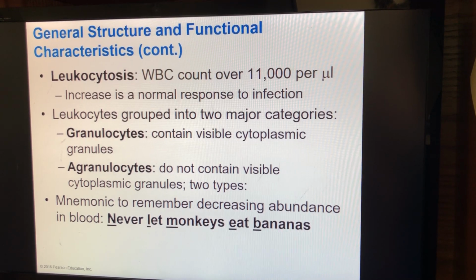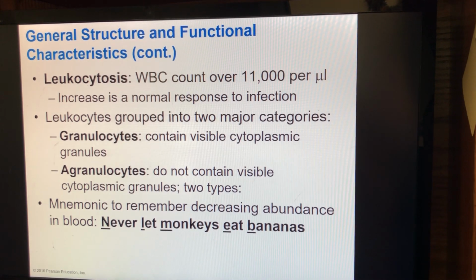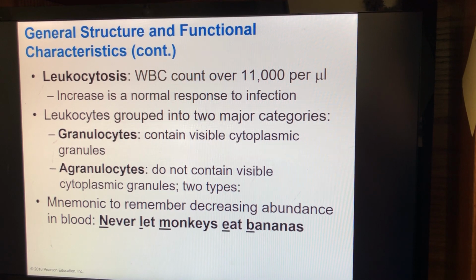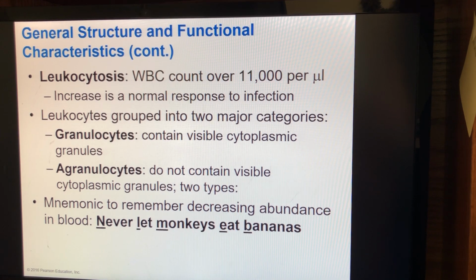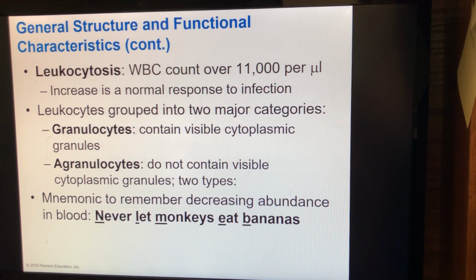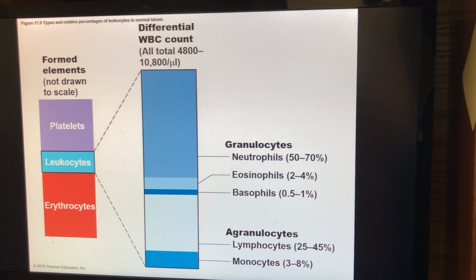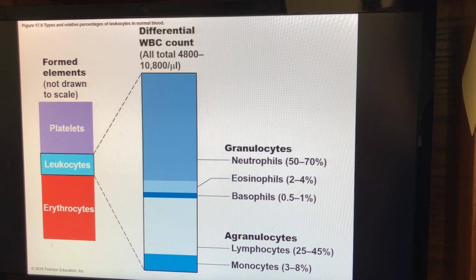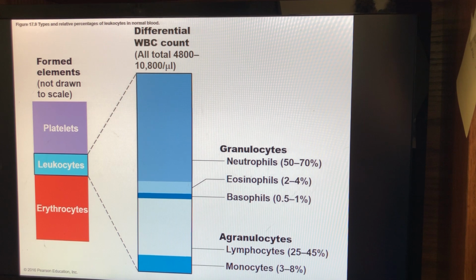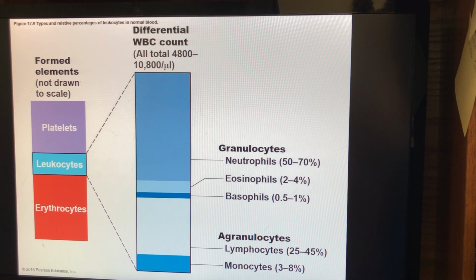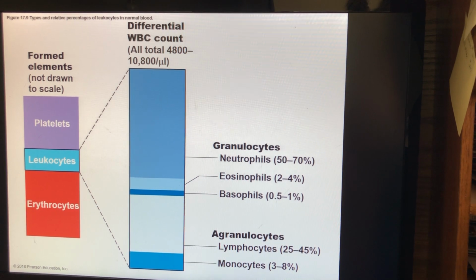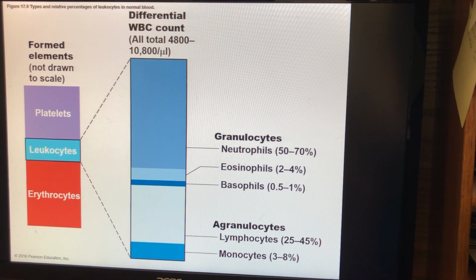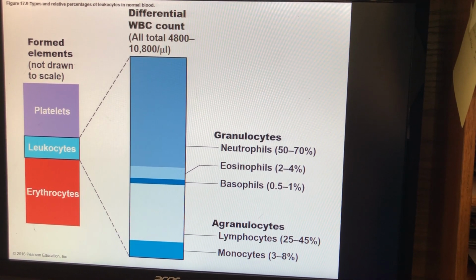The mnemonic that this particular textbook tells you is, never let monkeys eat bananas. And so that tells you that the 5 different types of white blood cells are N, L, M, E, and B. I'm going to give you another mnemonic that uses the same thing. Granulocytes are neutrophils, eosinophils, and basophils, whereas the agranulocytes are lymphocytes and monocytes. If you use the mnemonic never eat bananas, which is neutrophils, eosinophils, and basophils, you have NEB. And then the agranulocytes, so if you're not going to eat bananas, who's going to eat them? Let the monkeys. So that would be L and M.